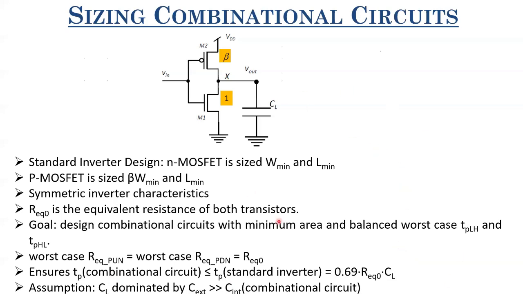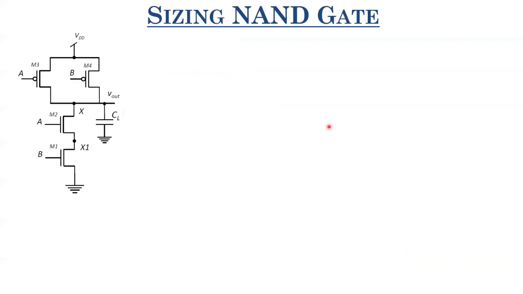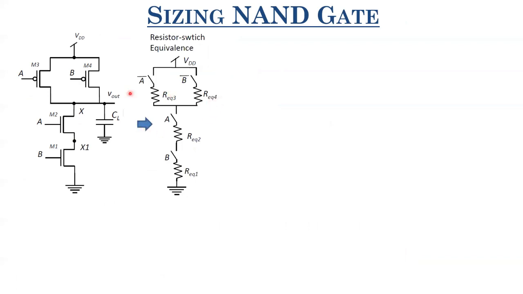Now with this information, let us try to size the NAND gate first. So this is your NAND gate, which we discussed in the last lecture. Let us draw its equivalent resistor and switch kind of network. You have these two N MOSFETs. One of them, to which this B input is connected, acts like a switch. In the on state, its resistance is R equivalent of one. This N MOSFET also acts like a switch. When A equals one, the switch turns on, I mean, it is closed.